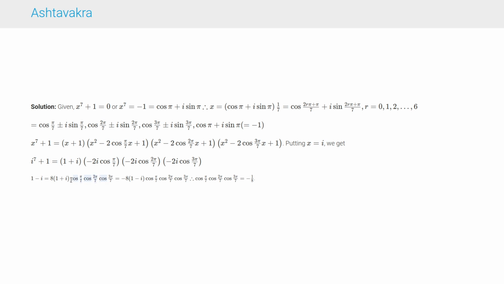Yeah, there should be an i here. Yeah, there should be an i, that is equal to minus 8 into 1 minus i. Yeah, so it comes into picture, and there is a typing mistake here. cos pi by 7, cos 2 pi by 7, cos 3 pi by 7. So from this and this we can deduce that cos pi by 7 cos 2 pi by 7 cos 3 pi by 7 is equal to minus 1 by 8.